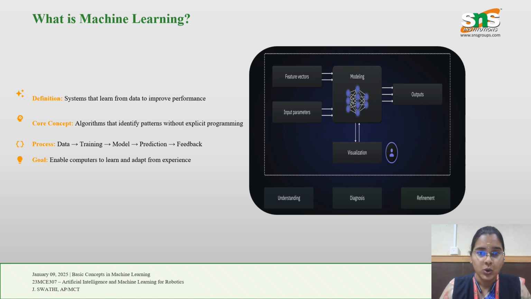So machine learning, we know the system learns from the data to improve performance, and we start from the data collection. We need to know the process: it gets the data and trains the model, and it starts to predict from the model, and from that prediction it takes the feedback. So feature vectors, input parameters, are given to the model and it gets the outputs, but we have to give them for visualization or any other validations. So we need to understand, diagnose and refine.